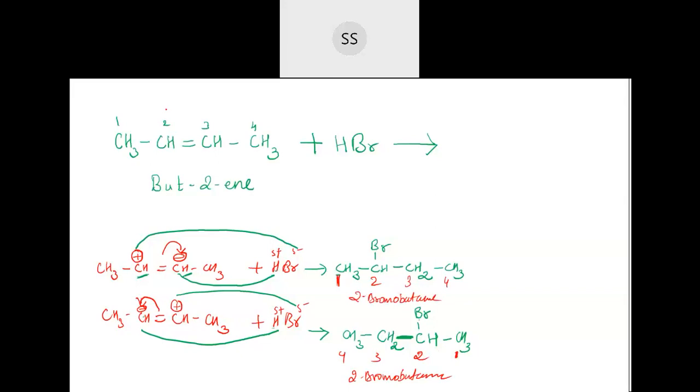Okay. So I will add one H over here, one Br on the other side, break this bond. So you can write CH3, CH2, then CH with Br, and then CH3. Okay. So that's 2-bromobutane. Okay. Write down.